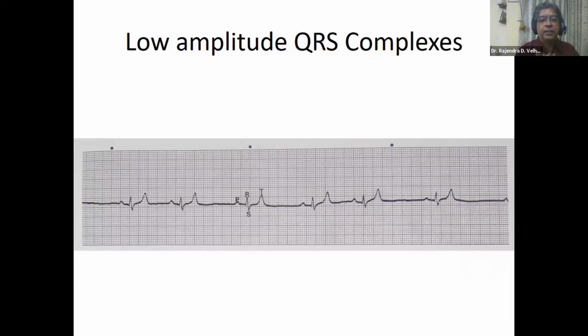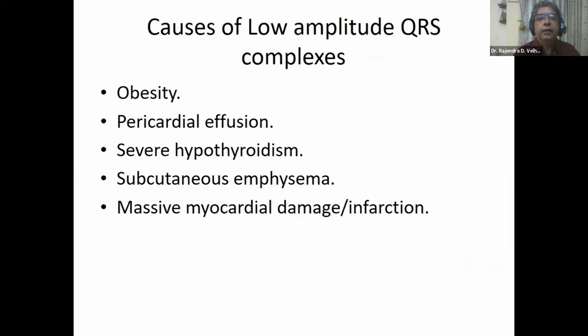Now, what could be the reasons, or the conditions you can think of, when you see low amplitude QRS complexes in the ECG of a patient? First is obesity. Second is pericardial effusion. Third is severe hypothyroidism. Fourth is subcutaneous emphysema. And lastly, massive myocardial damage, which reduces the myocardial contractility, giving rise to poor myocardial contractility and small amplitude QRS complexes. So these are the conditions you can think of when you see low amplitude QRS complexes.